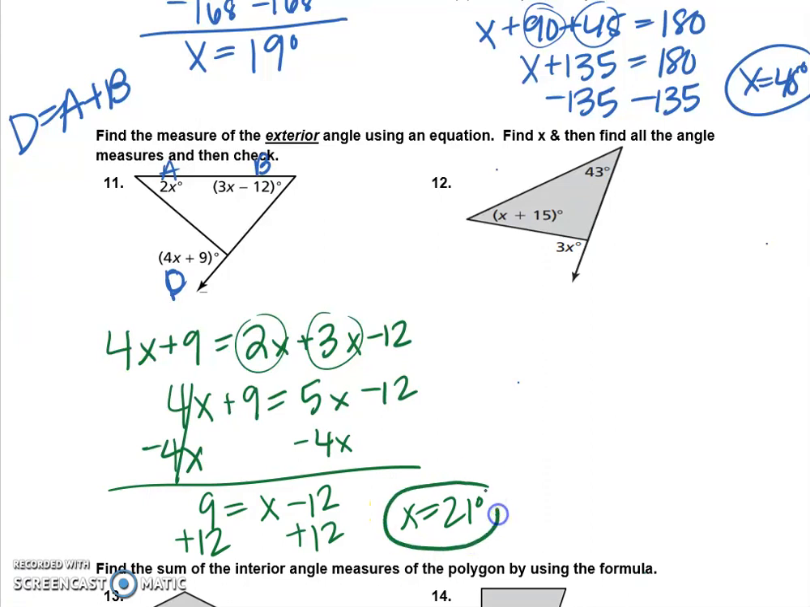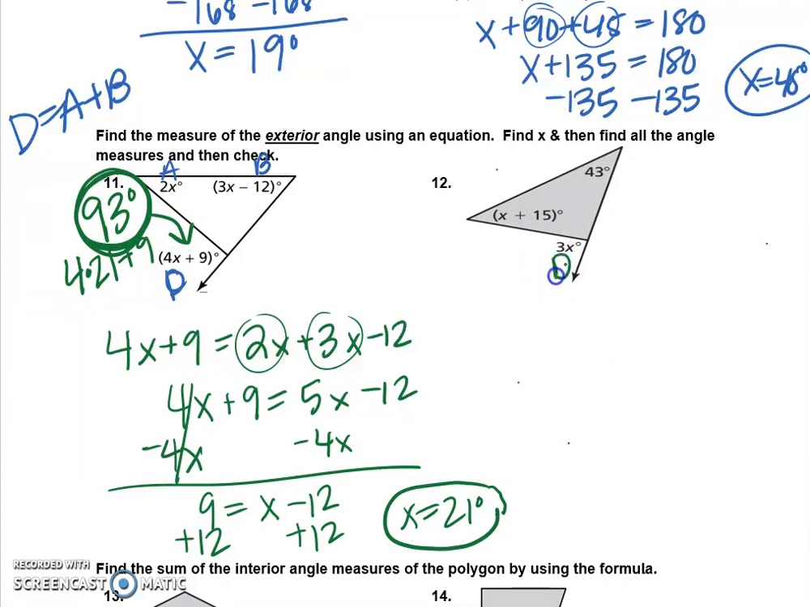Now, you are not done yet because you have only found x. We need to find the measure of the exterior angle. So 4x plus 9 is 4 times 21 plus 9, which is 93 degrees. A lot of you forgot this part on your quiz, so don't forget to plug it back in.